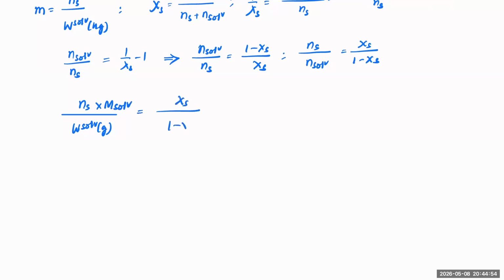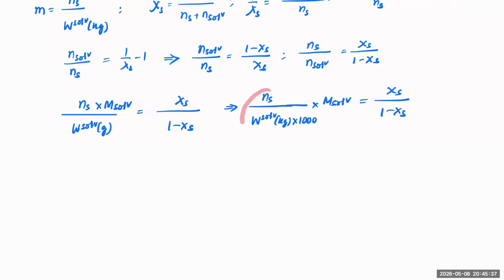which is normally in grams here, divided by the molar mass of the solvent, that is equal to xs by 1 minus xs. Now this is in grams, so if I have to convert that into kgs, I have to divide by 1000. Sorry, not divide, multiply, because I have to represent the solvent in kgs: solvent in kgs into 1000, that into the molar mass of solvent, which is equal to xs by 1 minus xs.